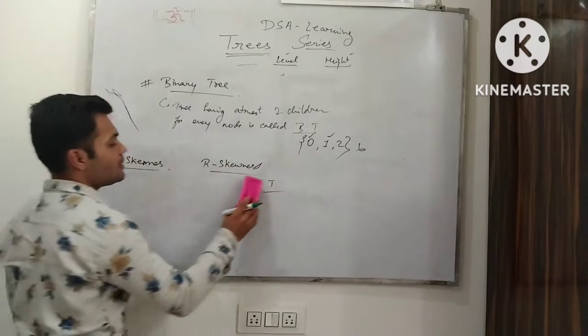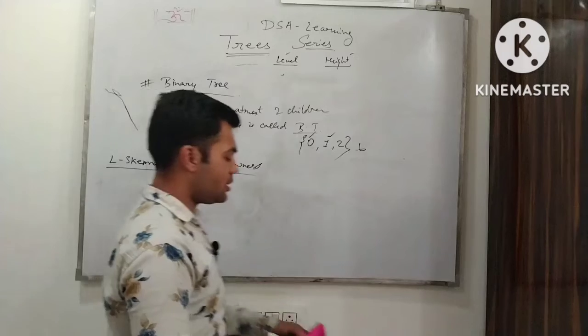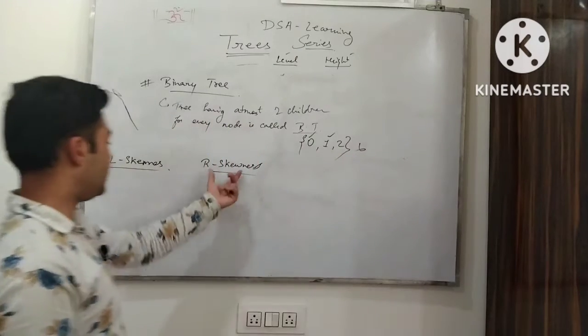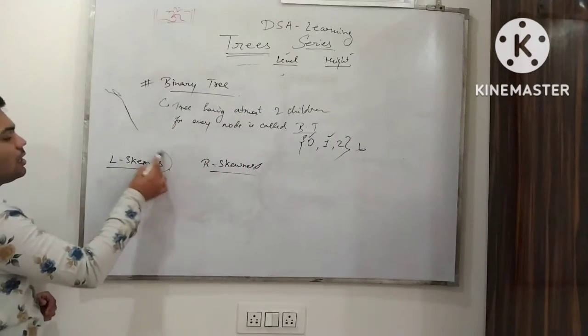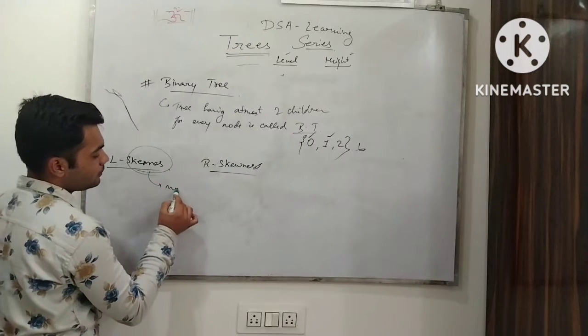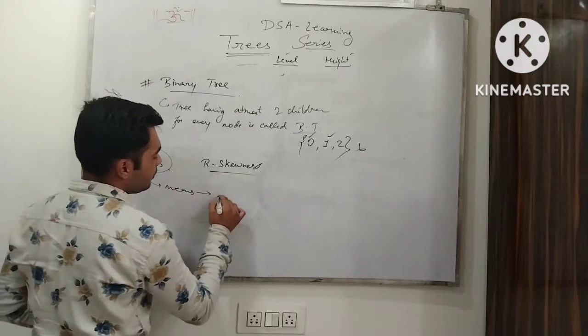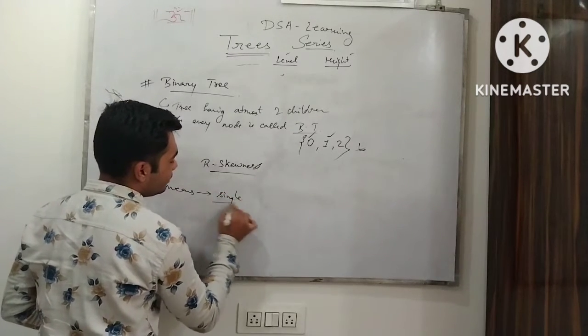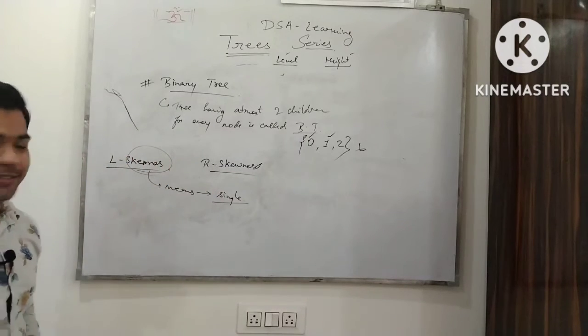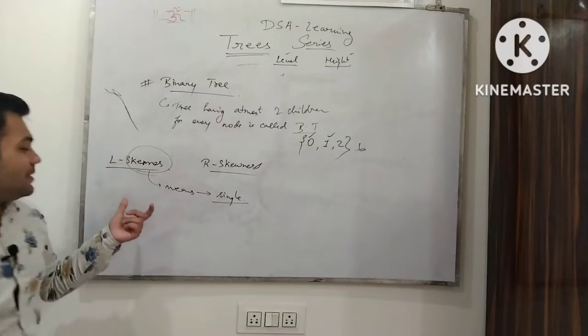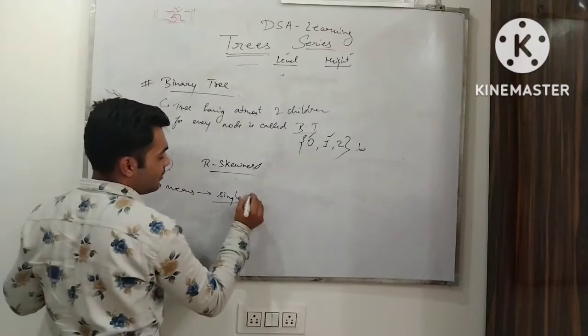What is this L skewness, R skewness? What does L and R represent? What does the term skewness mean? Skewness means single, as in one side. What do you mean?